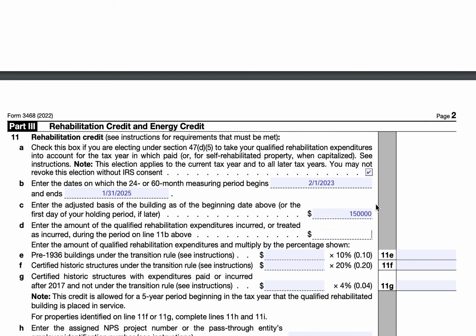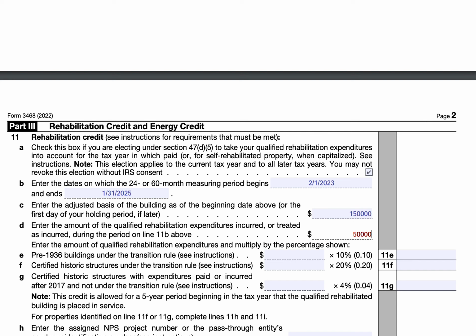We can enter the amount of qualified rehabilitation expenditures. Let's just say it was $50,000. Under line 11E, we'll break out pre-1936 buildings under the transition rule. In line 11F, certain historic structures under the transition rule. 11G, certain historic structures after 2017 not under the transition rule.